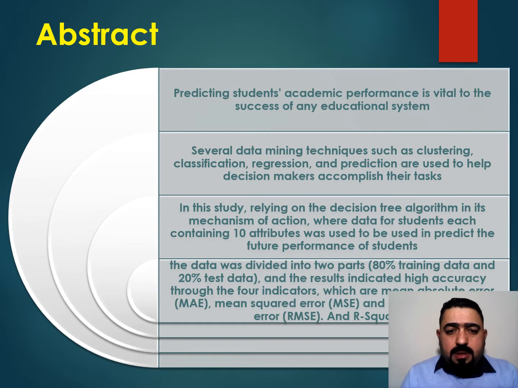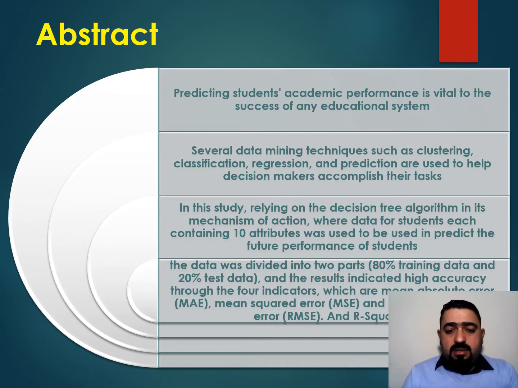Abstract: predicting students' academic performance is vital to the success of any educational system. Several data mining techniques such as clustering, classification, regression, and prediction are used to help decision makers accomplish their tasks. In this study, the decision tree algorithm was used, with data for students each containing 10 attributes, to predict the future performance of students.